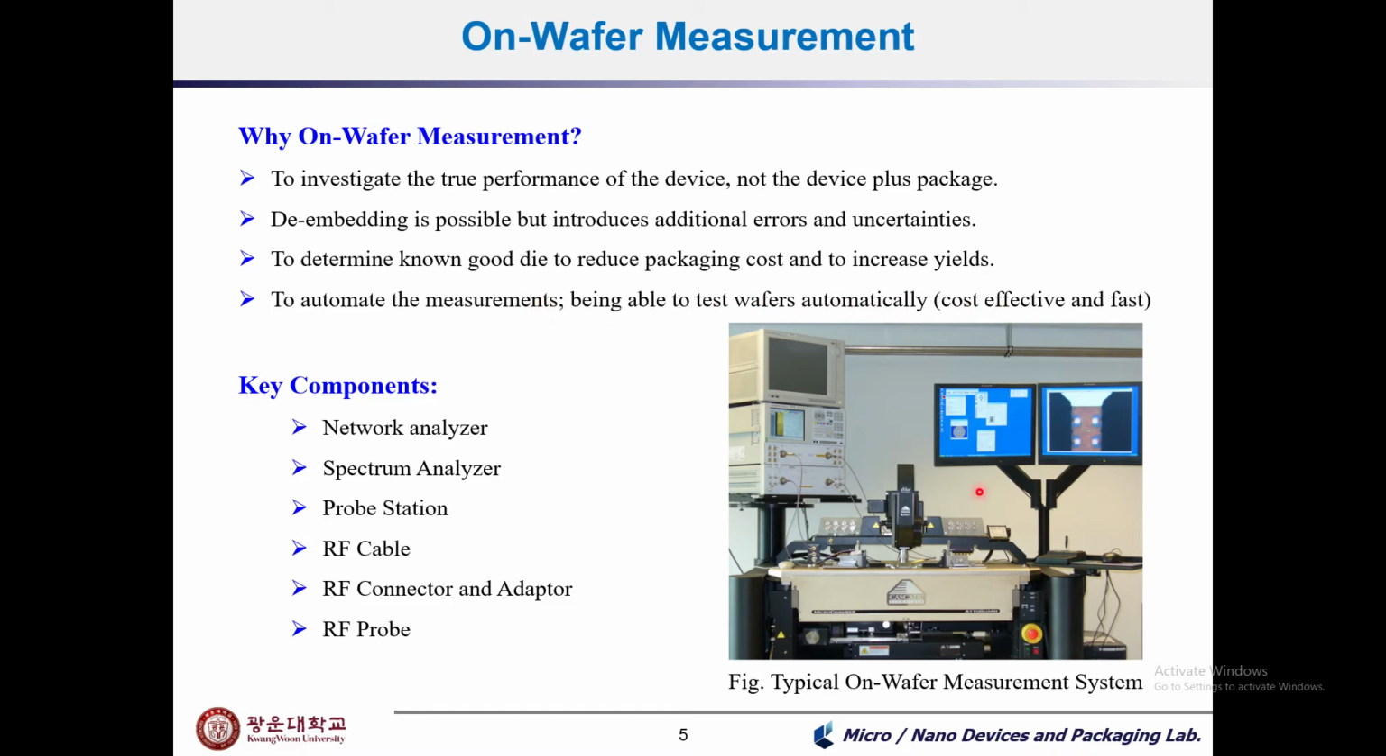Here we can see the typical on-wafer measurement system, which consists of many important components that are integrated to form this whole measurement system. The key components which I will discuss briefly in this presentation are the network analyzer, spectrum analyzer, probe station, RF cable, RF connector and adapter, and RF probes.